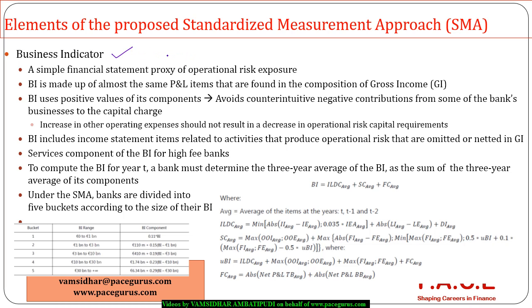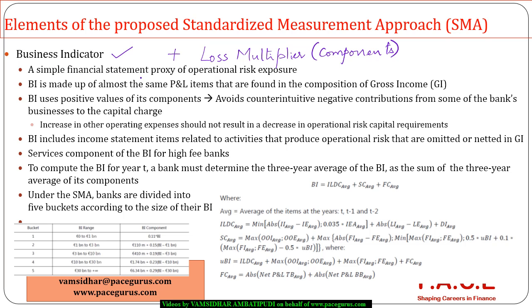Coming to the key elements, I'm looking at the business indicator as one key element, and the second element I'm going to look at is a loss multiplier or loss component, which I would be talking about in the next slide. So these are the two major things that are proposed as a part of the new method.